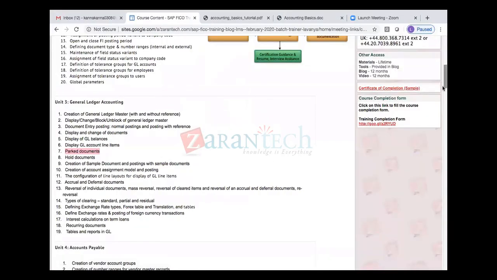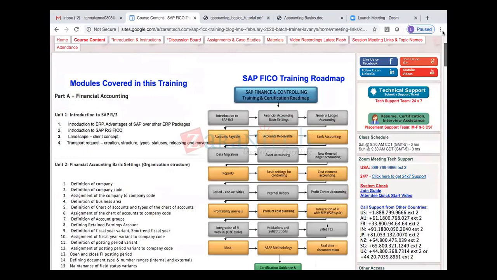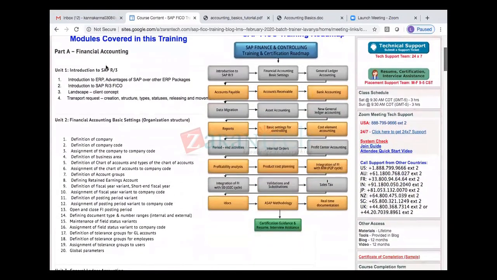Okay, I've opened up the course content. Everybody is able to see, right? Yeah. Correct. So we are done with all this. And we are here. Assignment, status, variance, company code. Please do that. That's really helpful.